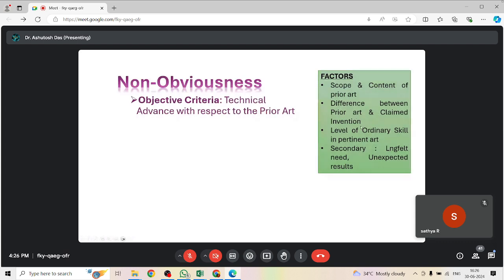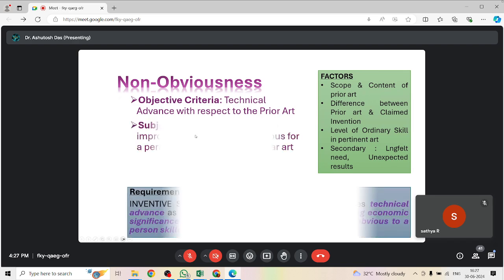Then the level of ordinary skill in the pertinent art. The ordinary person in that art is somebody expert in that particular field, but how much expertise do you expect from them? And long-felt need, something required for a long time that we have not got. Unexpected results are also considered. For example, it may not be much more different, but still people are not using it. Something is missing, and people are still not using it. In that case, they may reconsider that. It may not be so non-obvious, or it may be obvious, but still it has not been used so far. In that case, they reconsider. Unexpected results they can also reconsider. We'll see that.